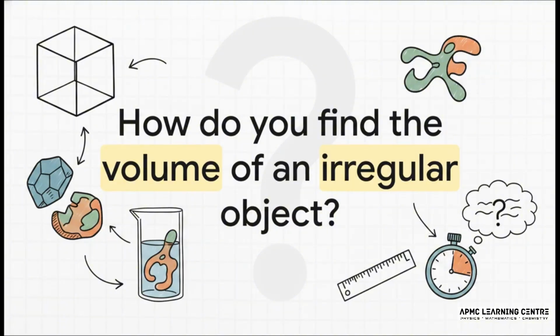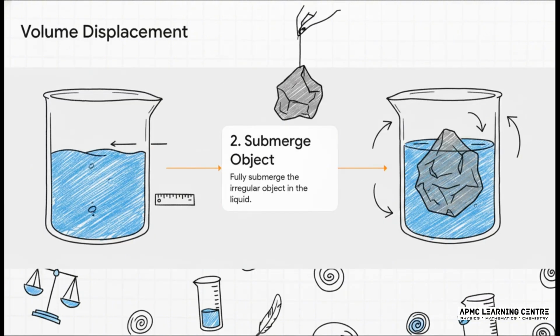Okay, so finding the mass is pretty straightforward. But what about the volume? I mean, for a perfect cube, sure, you just multiply length by width by height. But how many things in the real world are actually perfect cubes? How in the world do you find the volume of an irregular object like a rock? Well, we solved this with a really clever method called water displacement. You just start with a known volume of water, then you fully submerge the object, and the amount the water level rises, that's exactly equal to the object's volume. It's such a simple but absolutely ingenious solution.